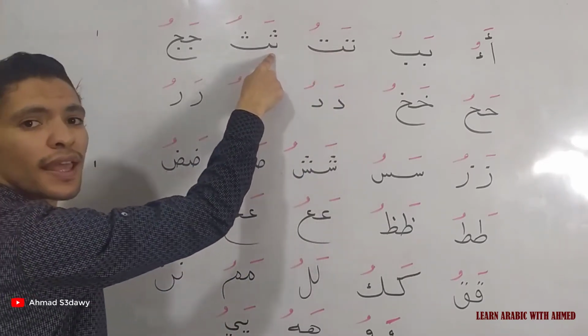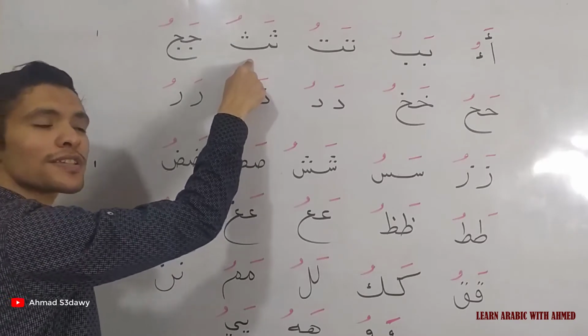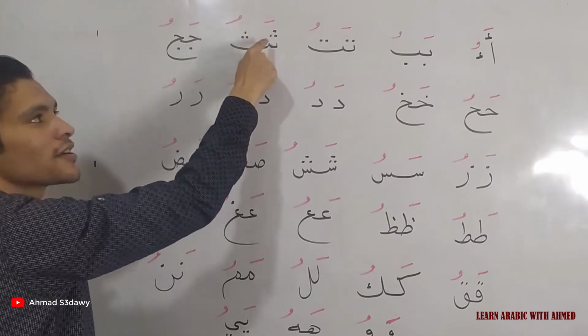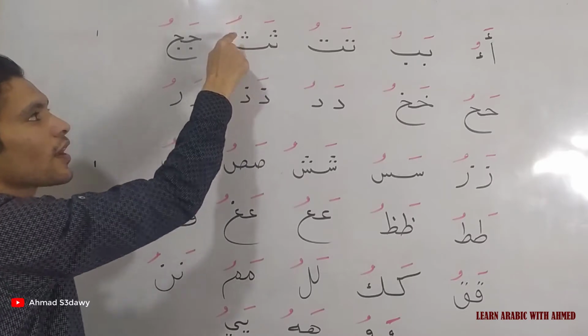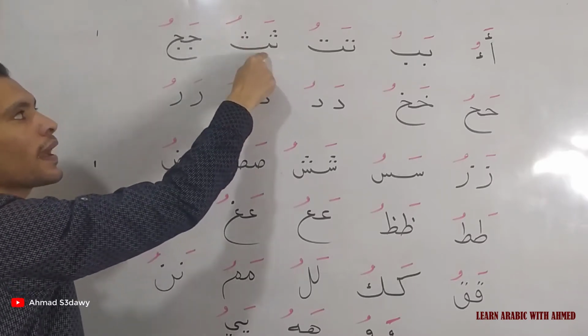Here you say tha, thu. Exactly. Why? Here is fatha, so you say tha. Here is damma, so you say thu. Tha, thu.